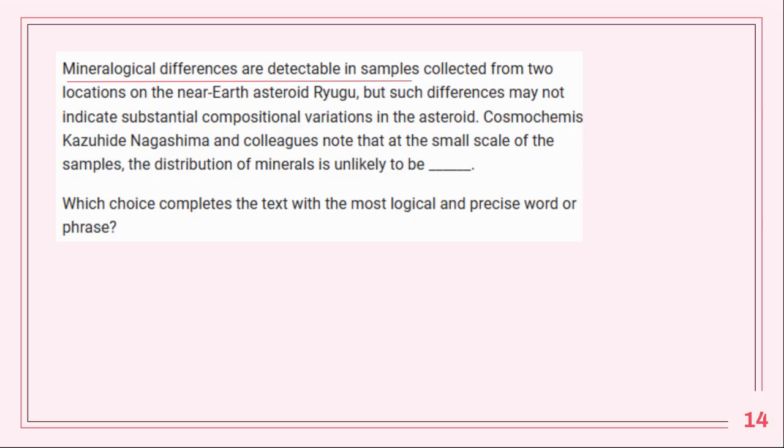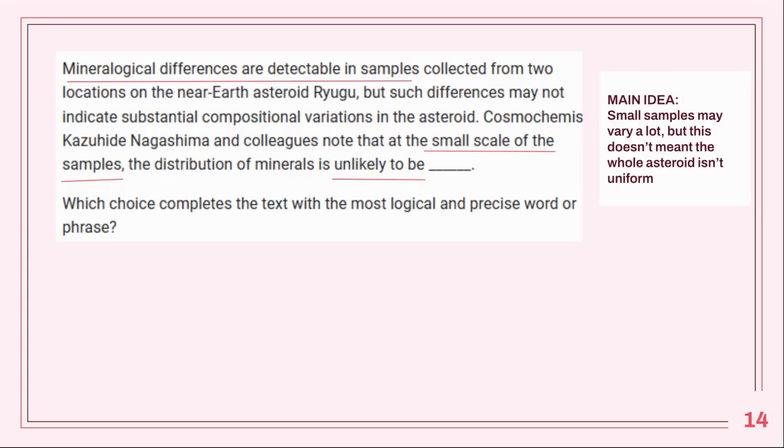A little confusing, but at least you get a sort of understanding that these mineral samples show some difference that might not actually be in the asteroid, right? These are really small samples compared to a really big asteroid. So small samples may vary a lot, but this doesn't mean that the whole asteroid isn't uniform. The asteroid itself might be uniform, but the samples have a lot of variation in them.